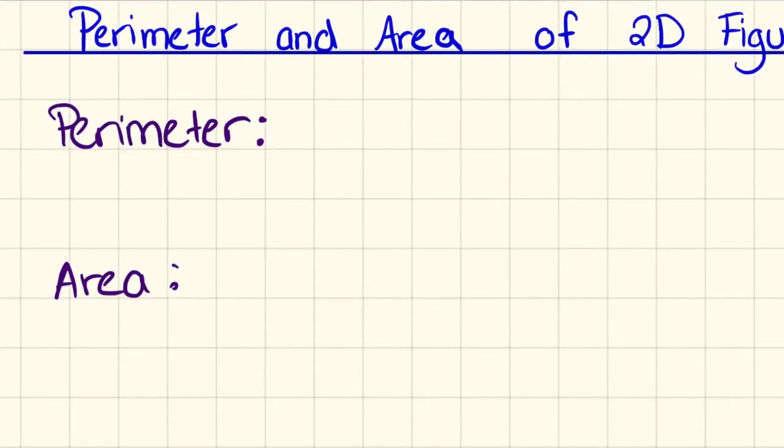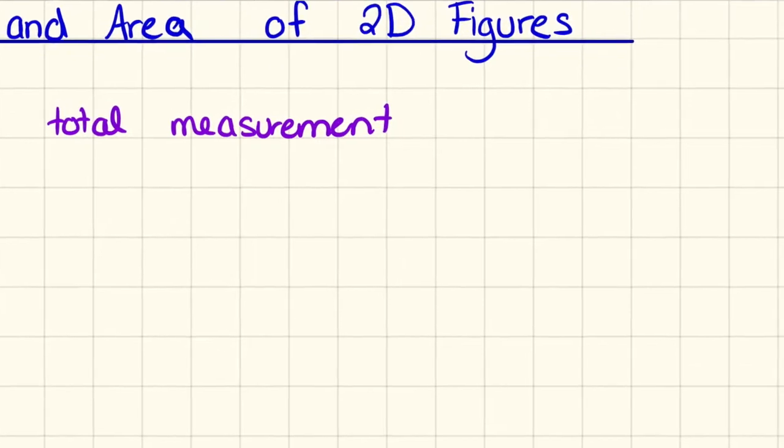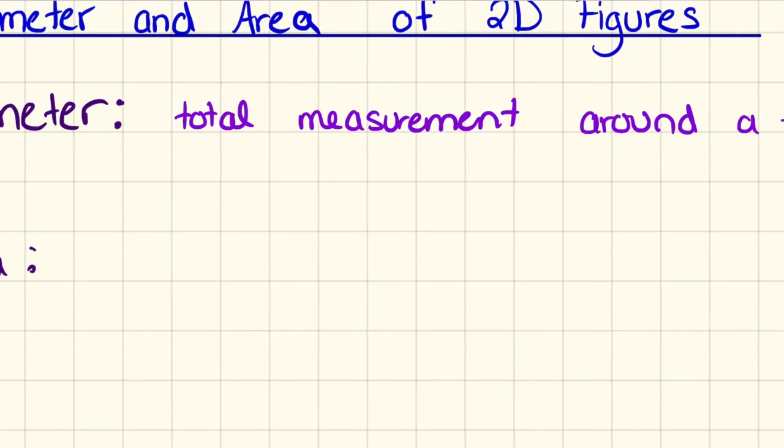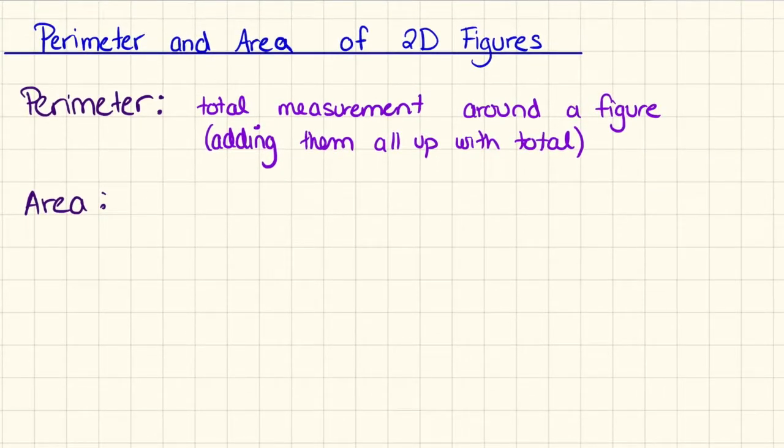We say that the perimeter is the total measurement around a figure. And we calculate this usually by adding them all up. An area is not around a figure, but the total space inside a figure. How much space is it taking up?